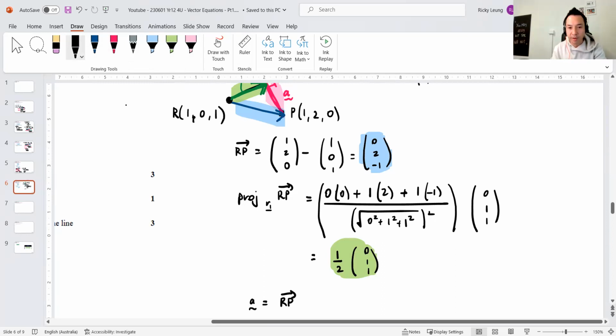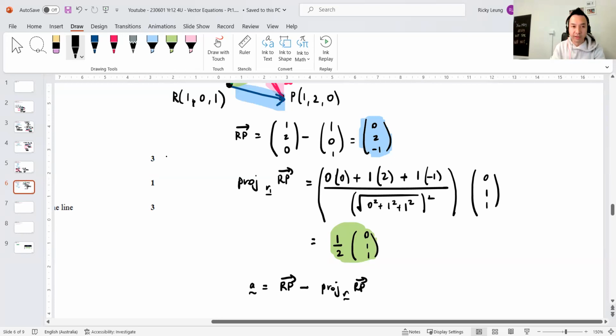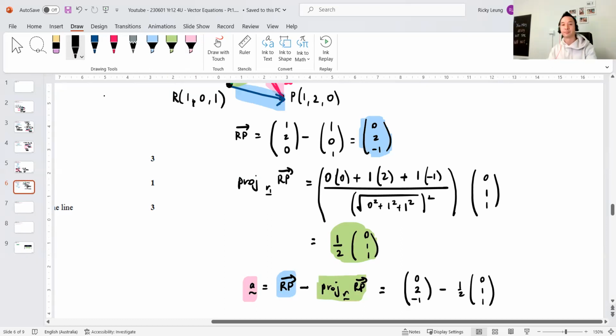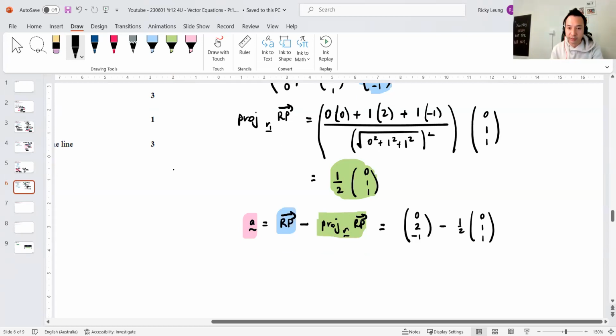So therefore, A equals RP minus proj of RP onto R, right? So it'll be blue minus green equals my pink. I need pink, that's the magnitude I want, that's the shortest distance. So blue would be 0, 2, -1, subtracting green, 0, 1, 1. That's not pretty, but let's see what we got.